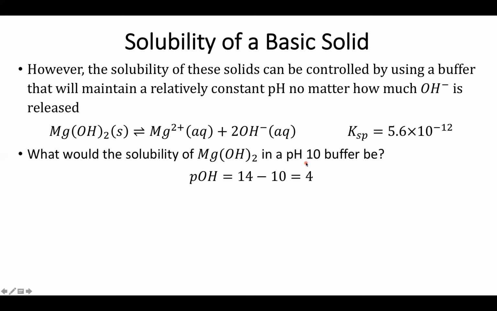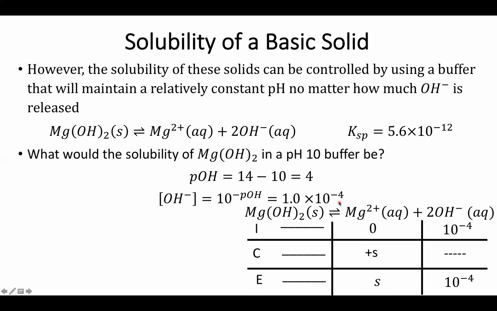So it is worth noting on its own, magnesium hydroxide does tend to produce about a pH 10 solution. Well, so the first thing we're going to need to do is find out what the hydroxide concentration is at a pH of 10. So this gives us a pOH of 4, and then we can turn this into a hydroxide concentration of 10⁻⁴. So let's go ahead and put that into our buffer system.